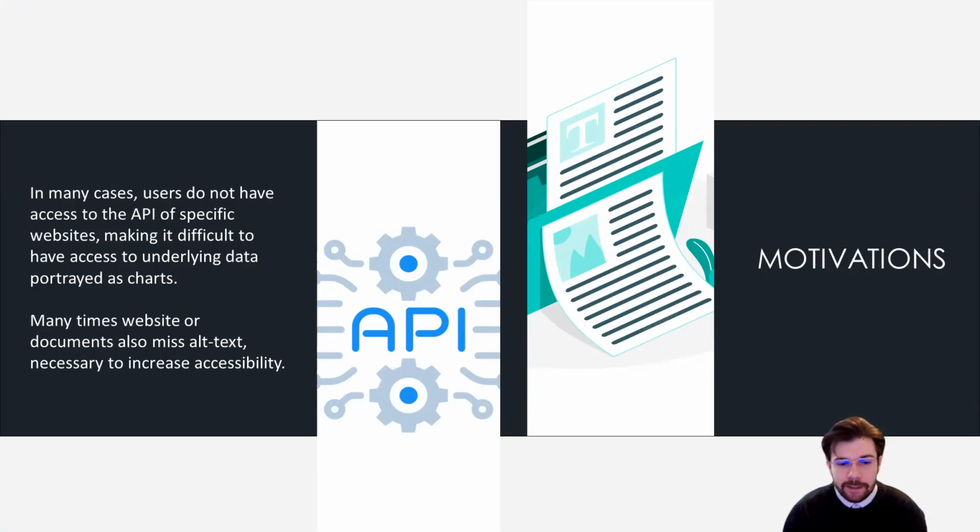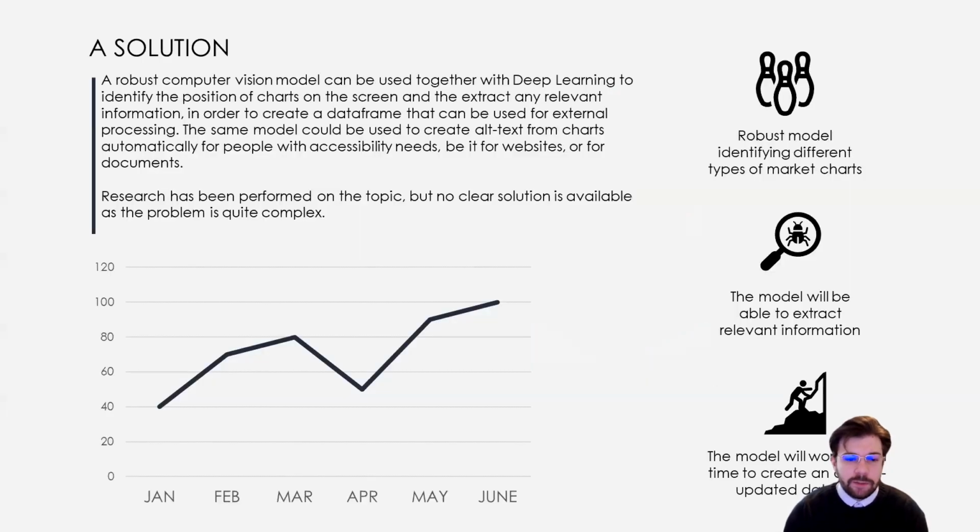And then in many cases, documents and websites do not have alt text available. Alt text is extremely important because it increases accessibility for those that have a form of visual impairment. And so a lot of research has been performed on this topic, but there is no clear solution because the problem itself is quite complex. There are many different types of plots and many different types of charts.